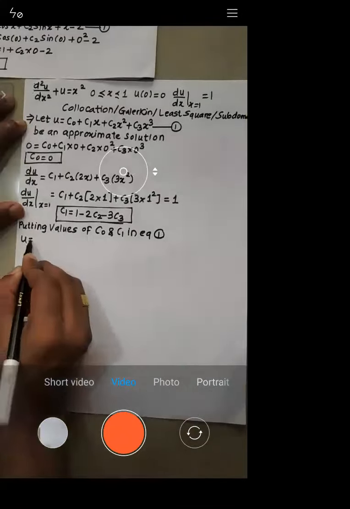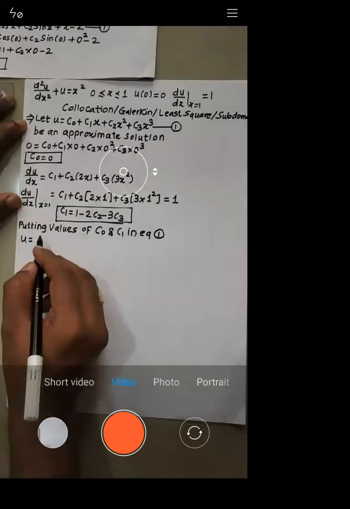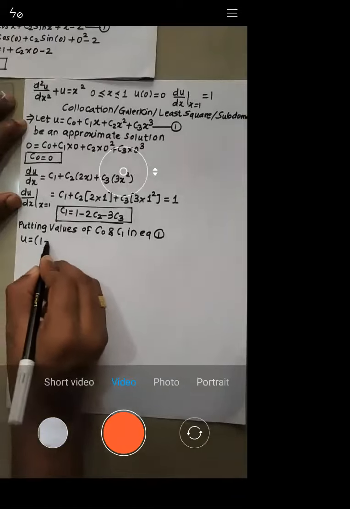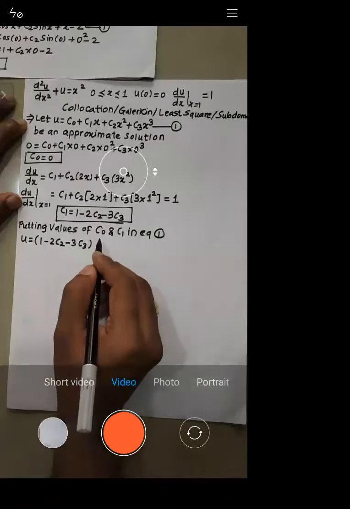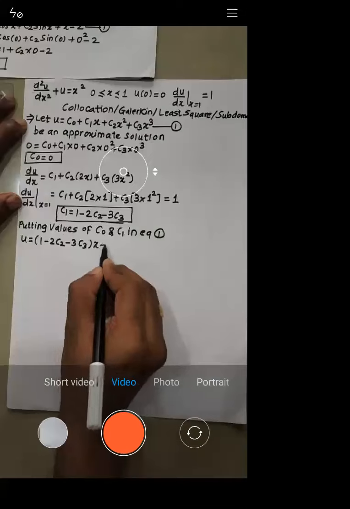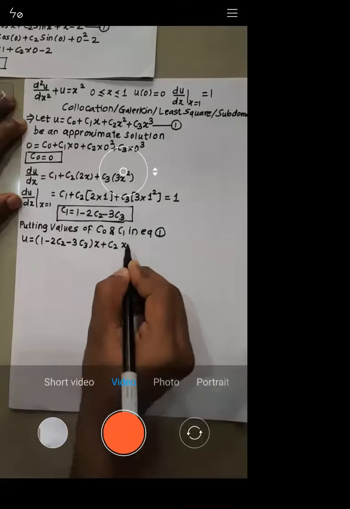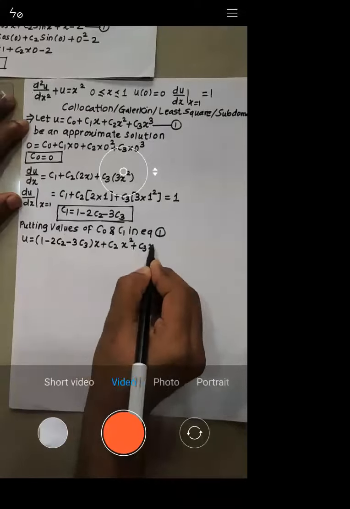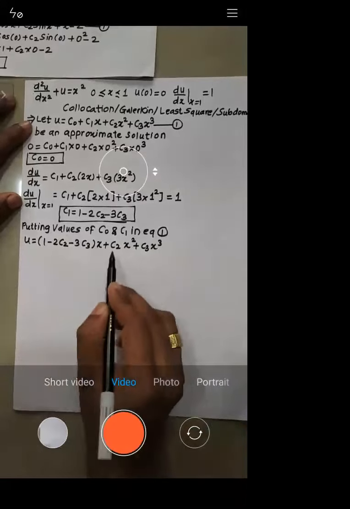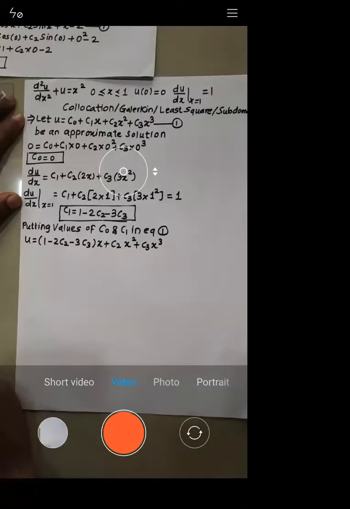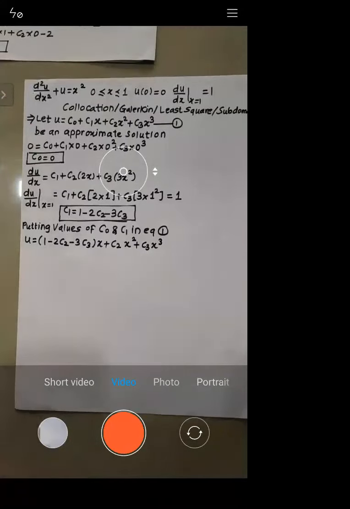So what will I get? I will get u is equal to c0, which is 0 only, plus c1, and the value of c1 is 1 minus twice c2 minus thrice c3, times x, plus c2 x square plus c3 x cube. Is it okay? Let me know. Is it okay with this one or not?